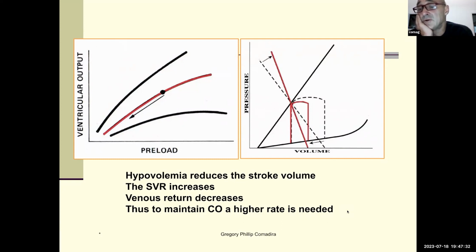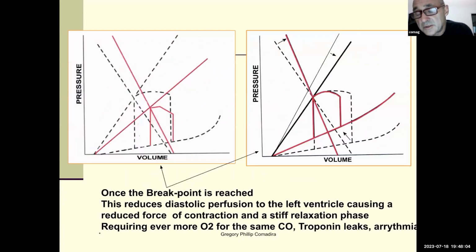Afterload goes up. We know that because we get cold limbs, don't we? You see, contractility doesn't change much because it's already fairly fixed, and our stroke volume goes down immensely. Thus, unless we do something to increase the volume in the system, the only way we can maintain our cardiac output is to increase our rate, which causes enormous oxygen use. Next slide.